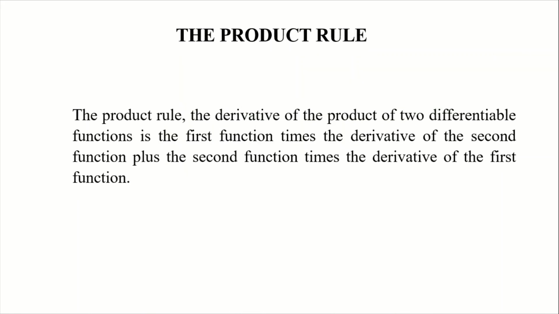Alright? So, again, sa product rule, the derivative of the product of two differentiable functions is the first function times the derivative of the second function plus the second function times the derivative of the first function.